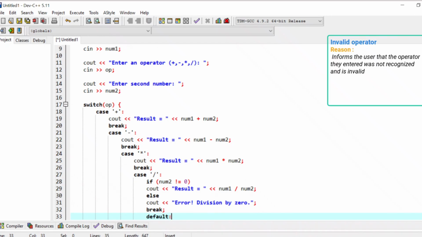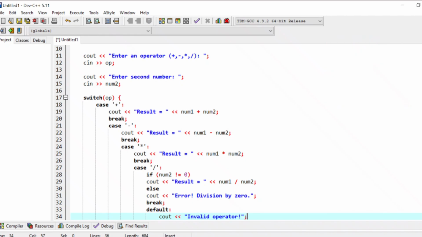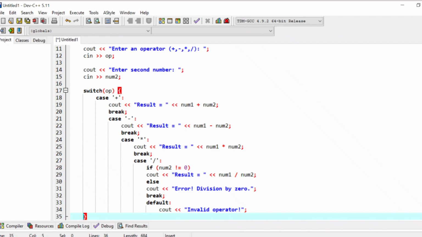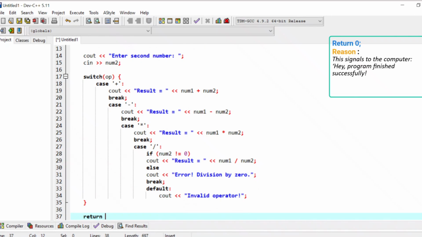Finally, if the user enters any operator other than plus, minus, multiply, or divide, the default case is executed and the program prints invalid operator. At the end of the program, we write return 0. This tells the operating system that the program finished successfully.